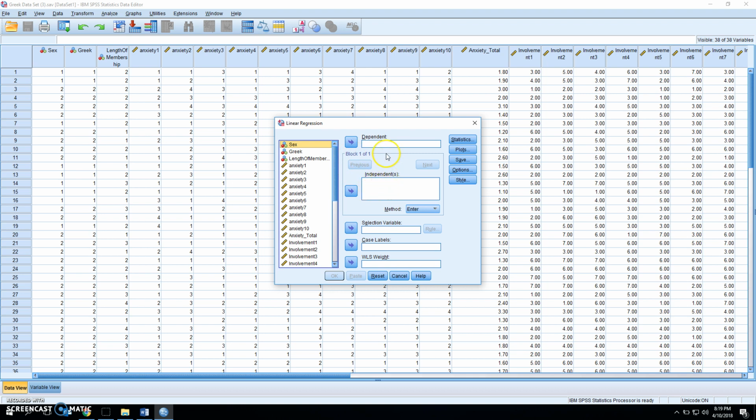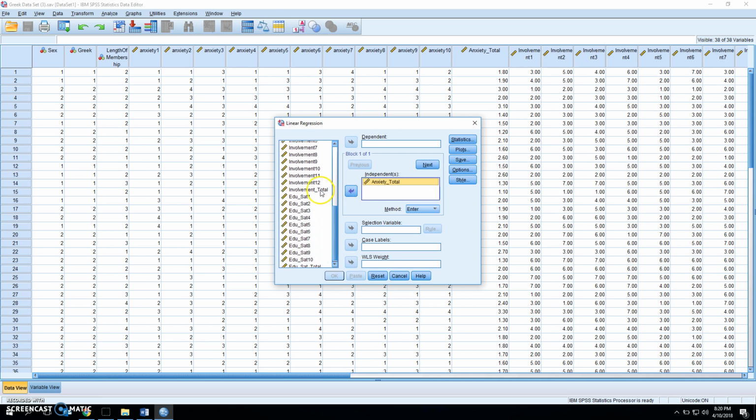Notice there's an independent space and a dependent space. So based on our hypothesis, we know that anxiety is the independent variable. So we'll go over here to total, plug it in. And then we will go to involvement and plug it into dependent.